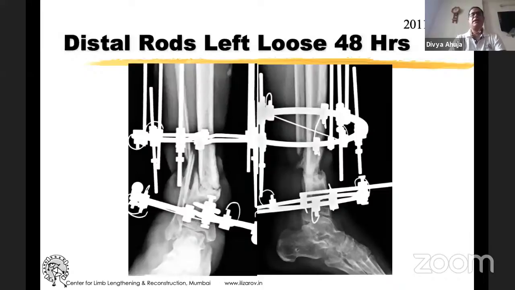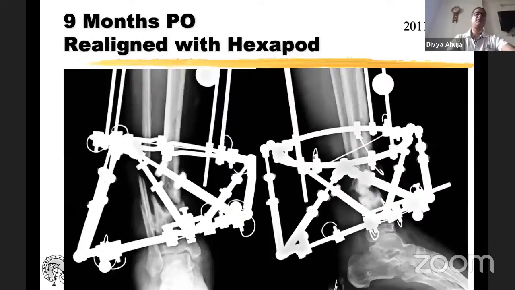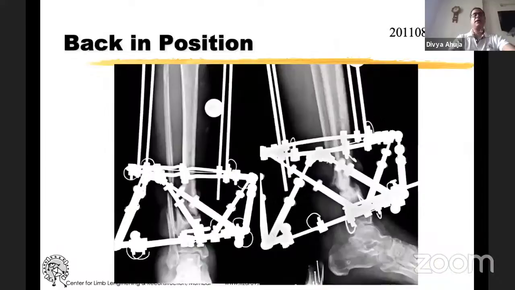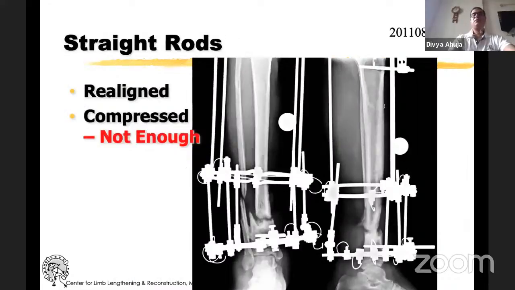So at that point, then we decided, okay, let's test it. And we left the distal rods loose for 48 hours. Initially walked well for a day, and then on second day he presented no pain, but he presented with a deformity. So now it's drifted further into valgus, some amount of recurvatum. So we put on the hexapod again because the pins and the rest of the fixator was holding well. So again, distracted and repositioned it and realigned. No further compression added this time to prevent that tilting. So now it's back in position, converted to straight rods and allowed him weight bearing again.